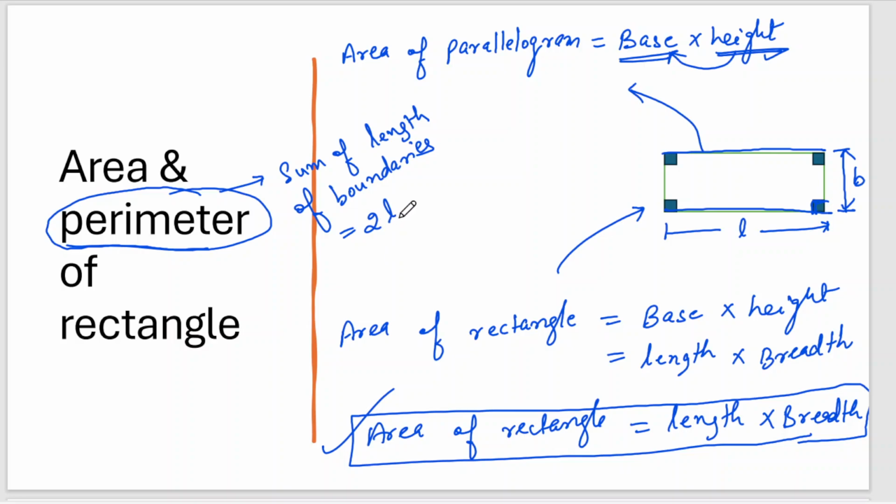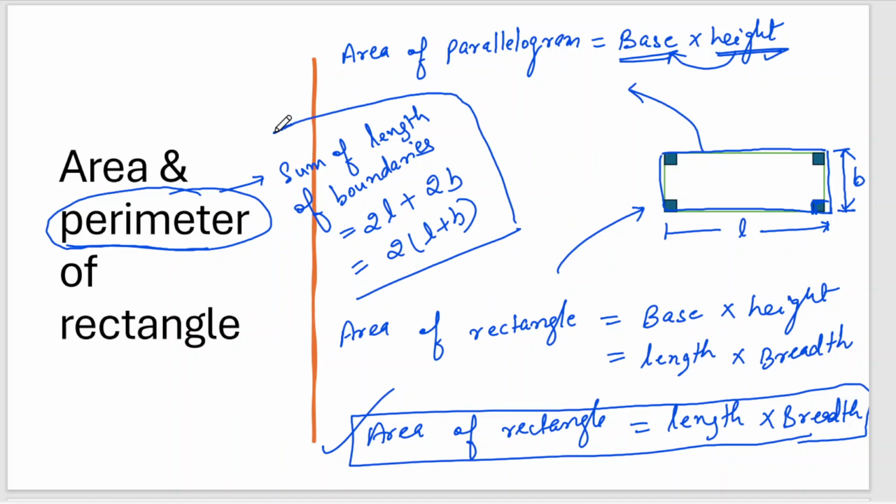plus L, that is 2L, plus this side is breadth and this side is also breadth. So we have taken it as B, so it is B plus B, that is 2B. So we can calculate this, and 2 as common. So this is the formula for finding the perimeter of a rectangle: 2 into (L plus B). Got the clarity?